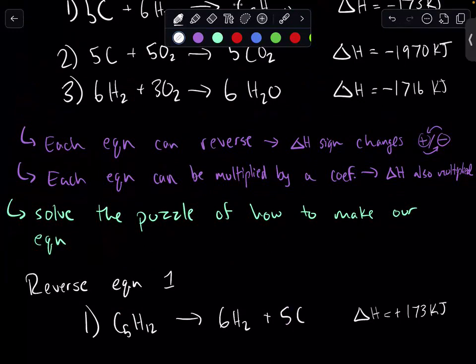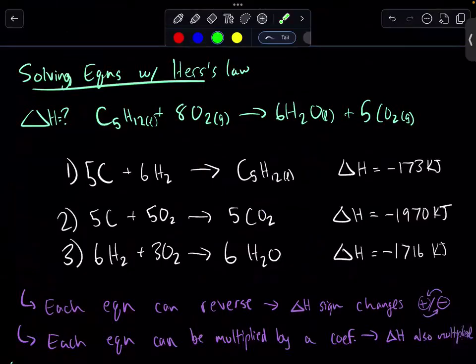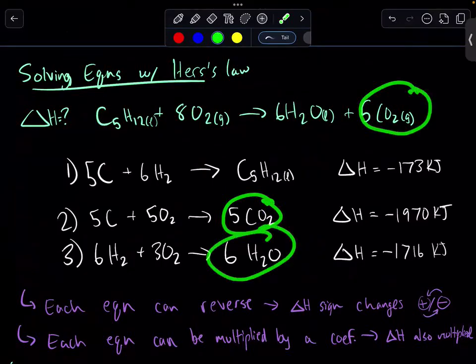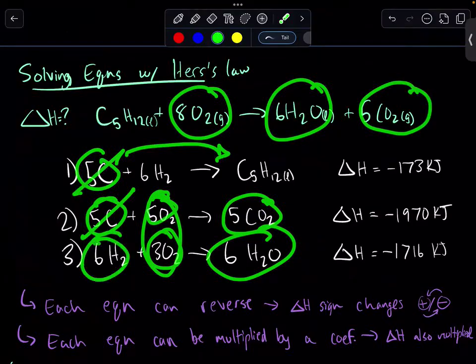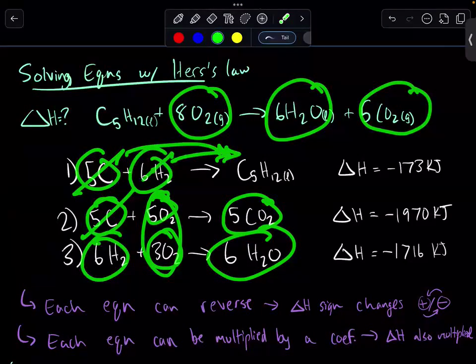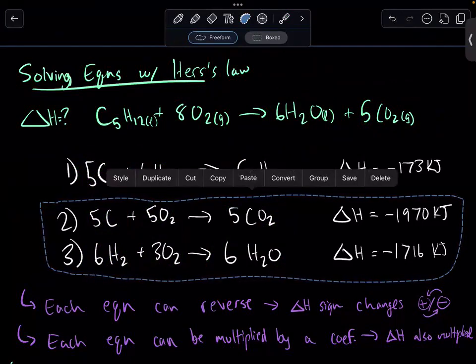173 kilojoules. Equation 2 and equation 3 actually kind of work out. We want 5CO2 on our products, and we want 6H2O on our products. And these reactants, 5O2 and 3O2, together make our 8O2. And this 5 carbon will cancel with this 5 carbon after it's reversed, and this 6 hydrogen will cancel this 6 hydrogen after it's reversed. So what I'm going to do is recopy these two equations down to the bottom.